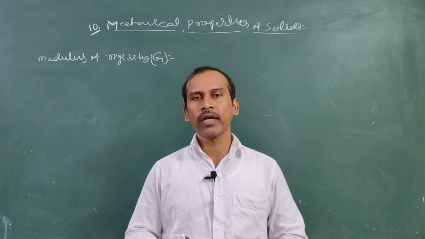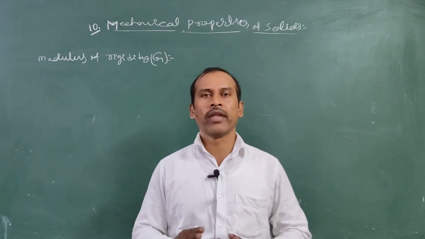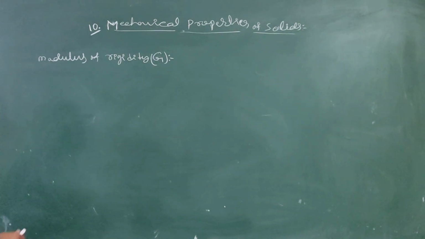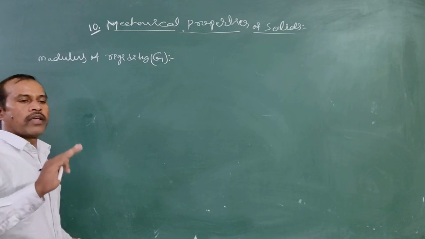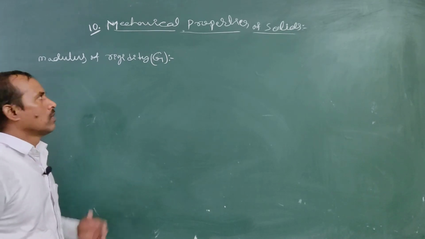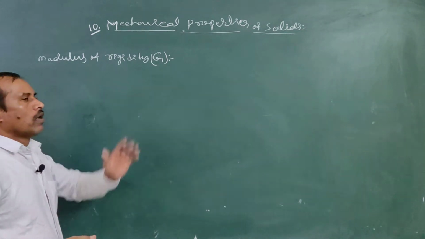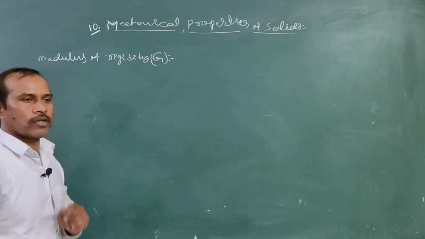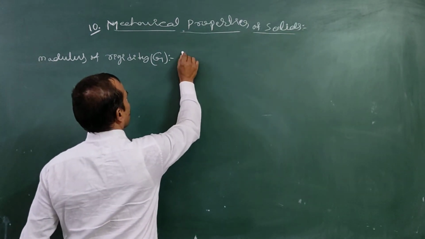Now, a brief explanation of the shearing modulus. First of all, the statement once again: within the elastic limit, the ratio between shearing stress and shearing strain is called the modulus of rigidity, or modulus of tangential, or modulus of shearing.